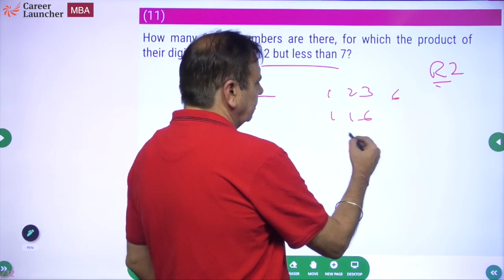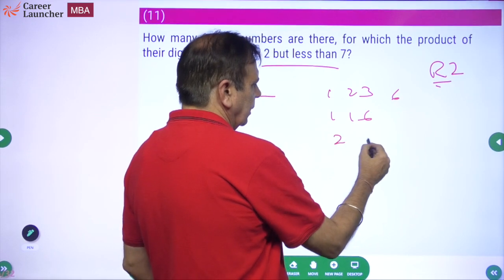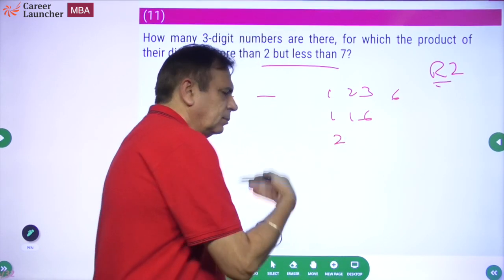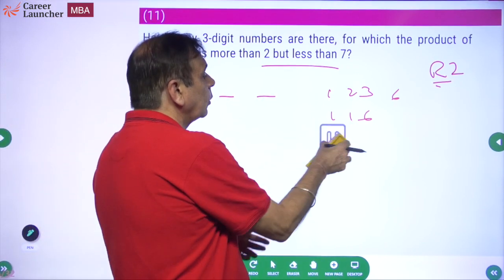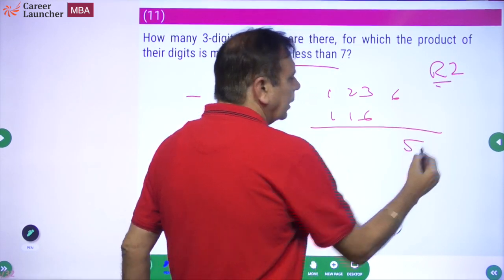Okay. Then you can look at the 4, 3. Okay. I think these are enough. Product of digits is less than 7. This is for product of 6. You could also look at the product of 5.